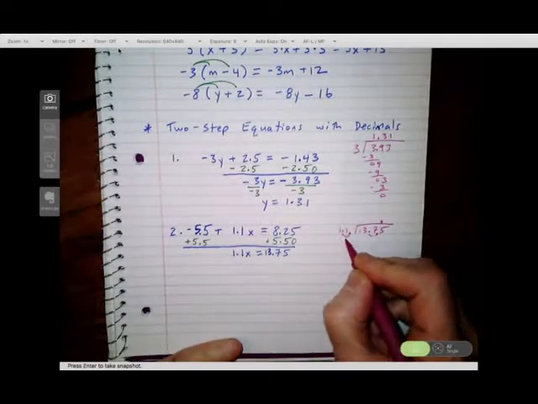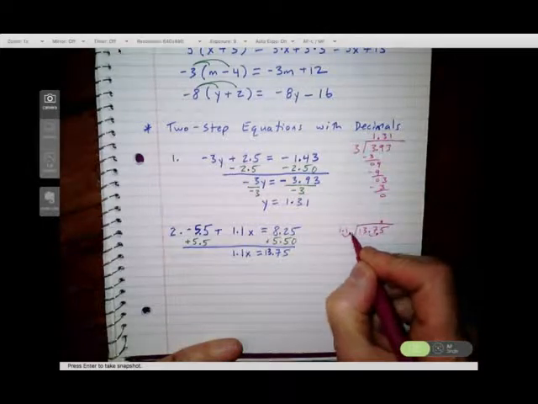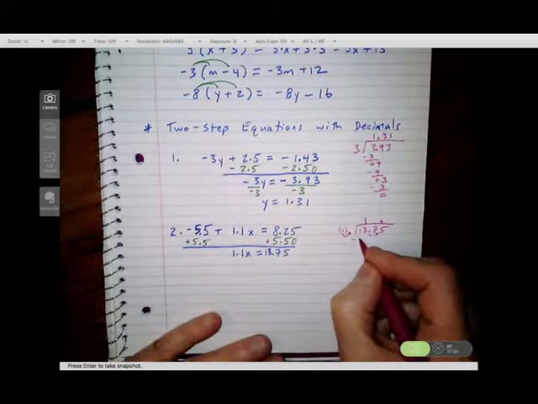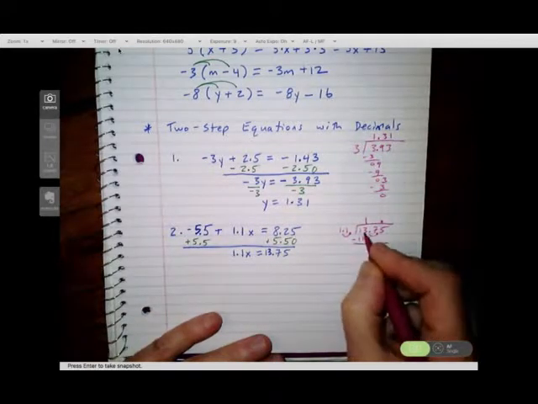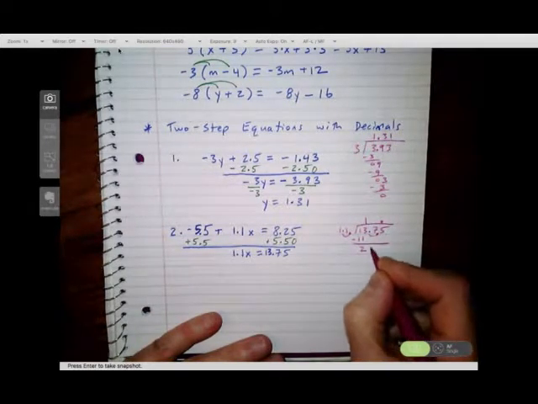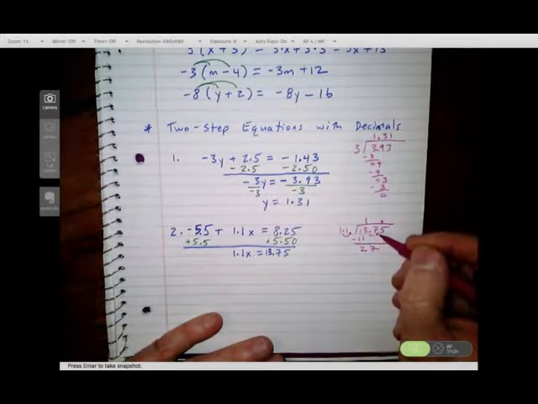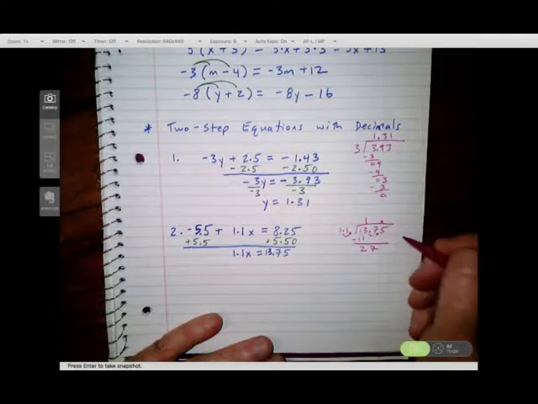Thinking of this as 11, how many 11s go into 1? Well, nothing, but how many 11s go into 13? Well, one of them does. Okay, 13 minus 11 is 2. Drop down the 7. Remember, don't worry about the decimals anymore. We just moved it straight up into our answer.